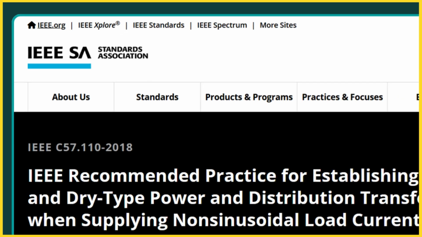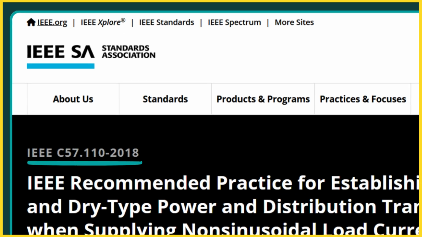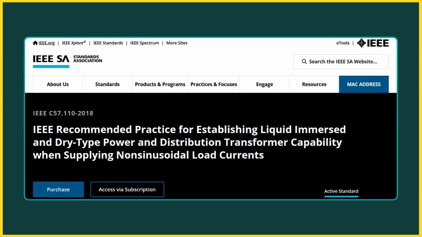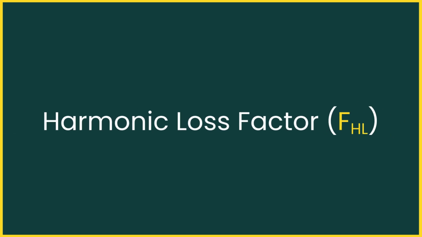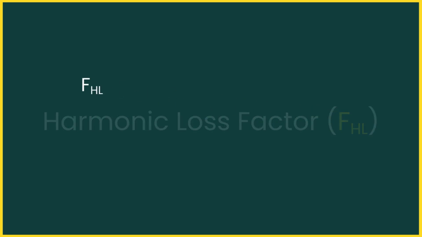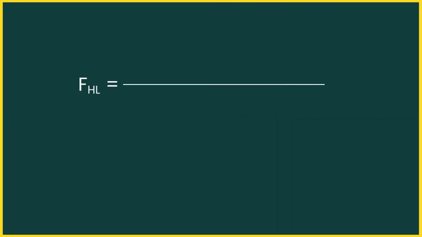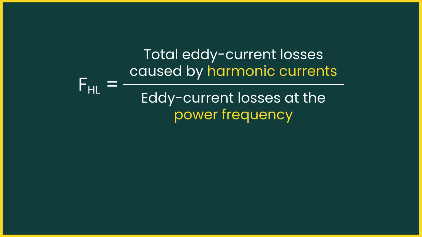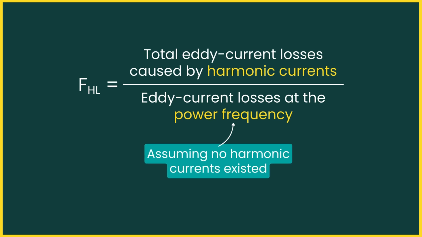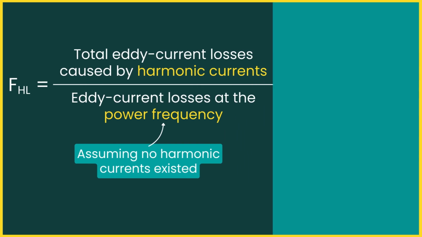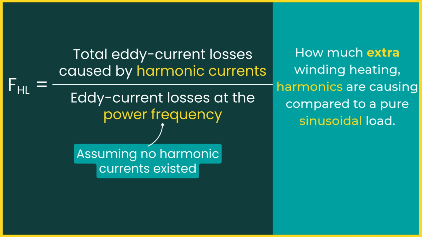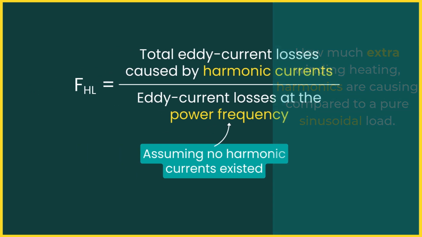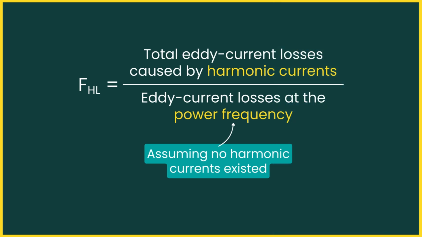To deal with this problem, IEEE 57.110 provides a structured method to determine the derating factor. And it does this using one key concept: the harmonic loss factor. The harmonic loss factor is defined as the ratio of the total eddy current losses caused by harmonic currents to the eddy current losses at the power frequency, assuming no harmonic currents existed. In simple terms, it tells us how much extra winding heating harmonics are causing compared to a pure sinusoidal load. This converts harmonic distortion into actual thermal impact.